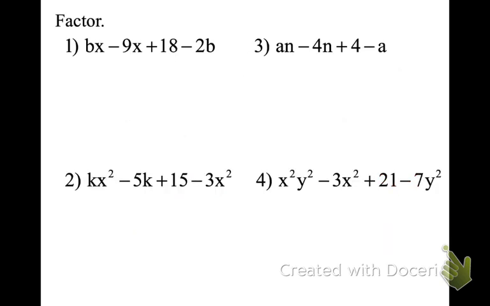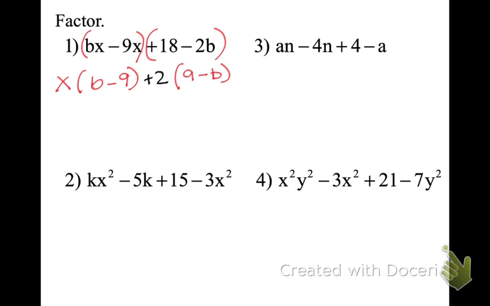Ready? Okay, so let's write the first problem. We're going to group it. In the first group, what can we factor out? We don't use a -1 to begin. I can factor out an x, and then I'm left with b minus 9. Now, if I factor out a positive 2, then I'm left with 9 minus b. Do you see how that's opposite?